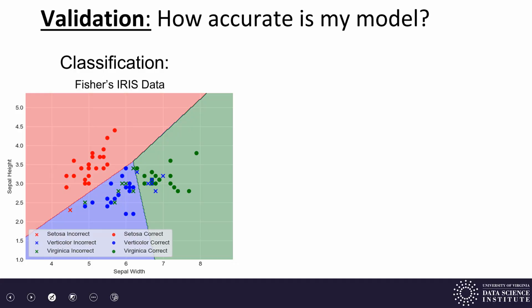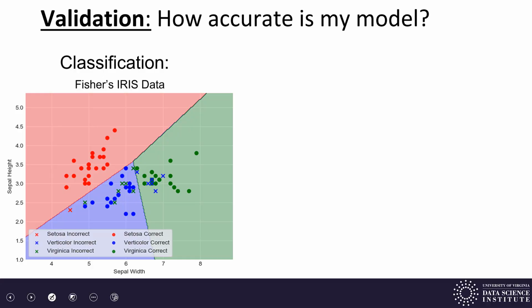They were irises, and he measured four different parts of the flower. And so what we have here are two of those measurements, the sepal height and the sepal width, in this scatter plot. He measured this for three different species of flowers: Virginica, Versicolor, and Setosa. The Setosa flowers are represented in red, Versicolor in blue, and Virginica in green.